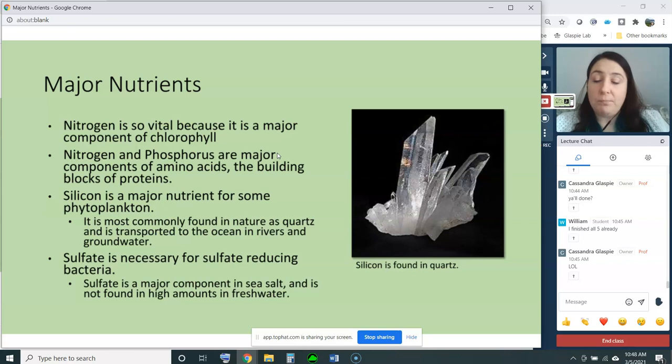And then sulfate is necessary as an oxidizer, or a reducing agent for sulfate reducing bacteria. And this is a major component of saltwater, but it's not found in very high amounts in freshwater. So in an estuary, when you get into the fresher reaches, you might find areas where there's not really enough sulfate to drive this bacterial production in the sediments. So nitrogen, phosphorus, silicon, and sulfate would be some of the major nutrients in coastal systems and in the ocean.